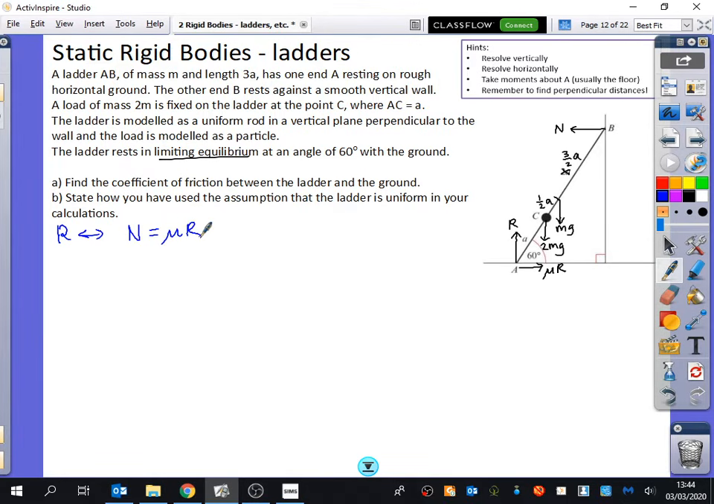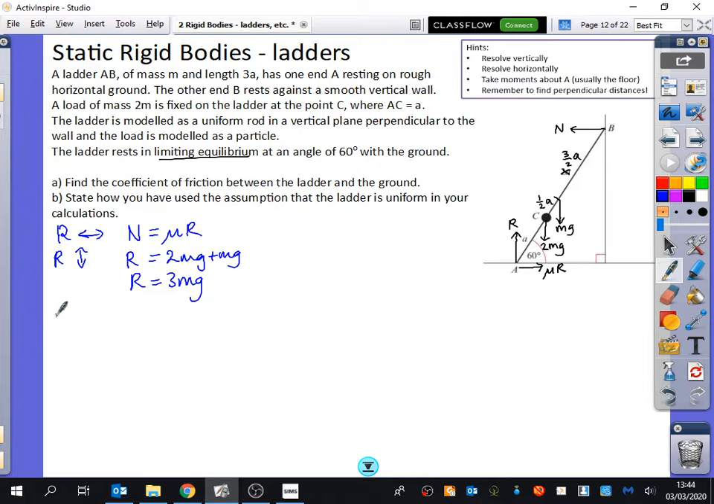Maybe you're running out of time. You might as well get that mark. Why not? There's another easy mark that you guys can get here as well. Good. R, looking up and down, upward force equals the downwards forces. R equals 2mg plus mg, so R is equal to 3mg.